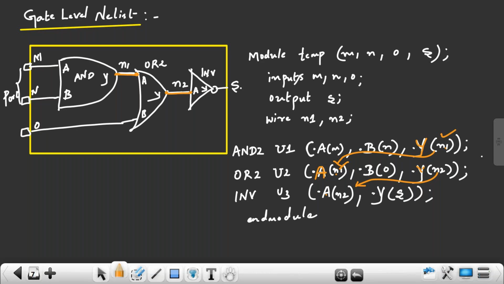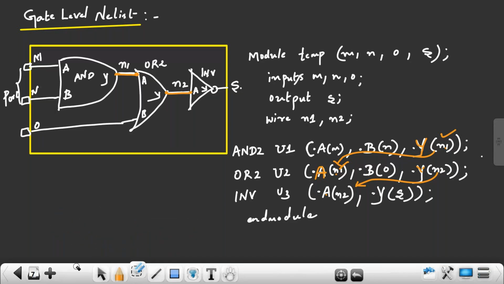This is called as what? Gate level netlist. So a gate level netlist should have only gates and their connections. No other statements. Assign statement should not be present. Assign statement means what? Assign y is equal to a and b. This is called an assign statement, or an if statement or case statement. It should have only gates and their connections like this. That should be present in your gate level netlist. So this is the output of the synthesis team.